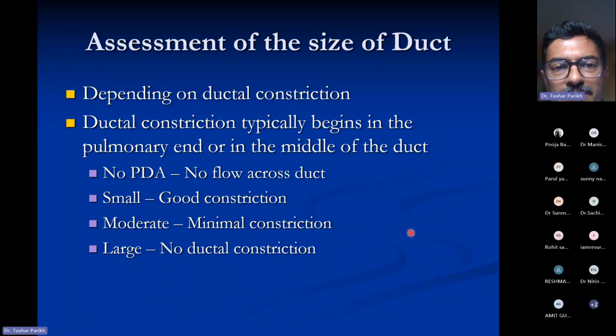So size of the PDA depends upon the ductal constriction. Ductal constriction typically begins in the pulmonary end or in the middle of the duct. If there is no PDA, there is no flow across duct. Small PDA, there is good constriction. In a moderate size PDA, there is minimal constriction. And in a large size, there is no ductal constriction. Now, why I have said this, when we are reporting PDA, we look for constriction. And we report it as no PDA, small PDA, moderate or large PDA.